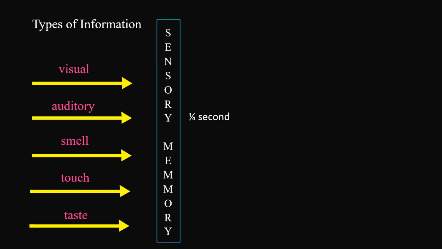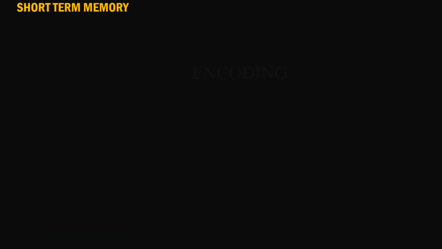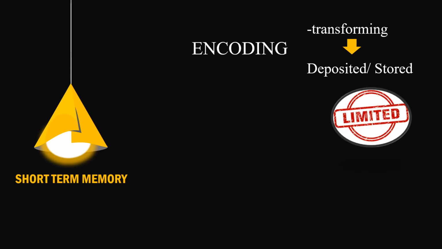Information that is attended to is encoded into short-term memory, known as STM. Encoding is transforming information received into a form that can be deposited or stored in memory. A striking feature of short-term memory is its very limited capacity. To keep information active in STM, you must do something to it.